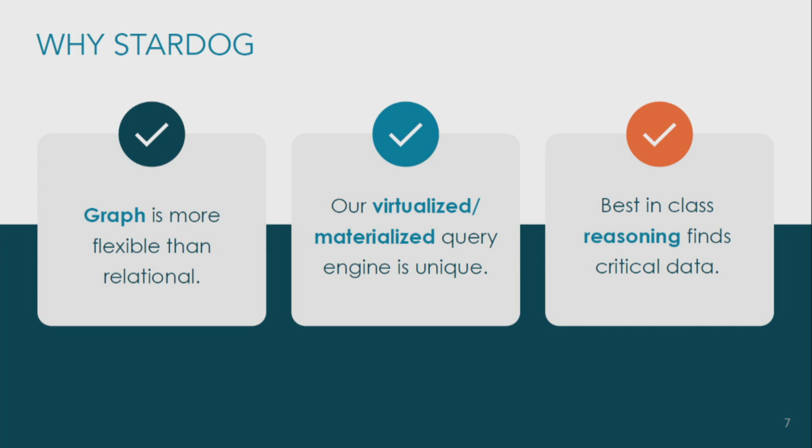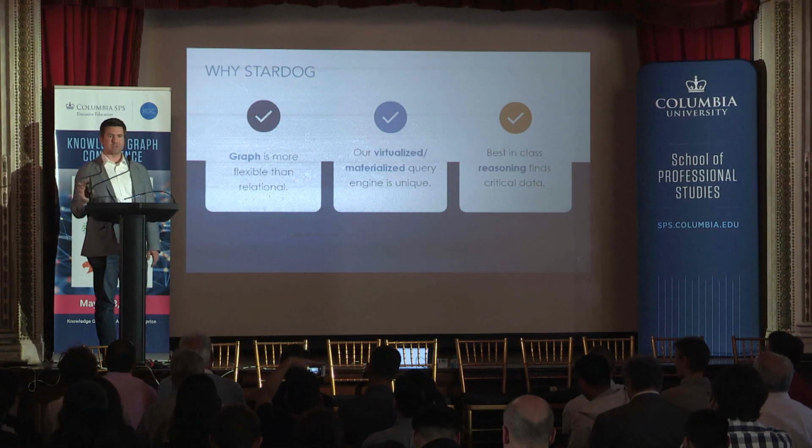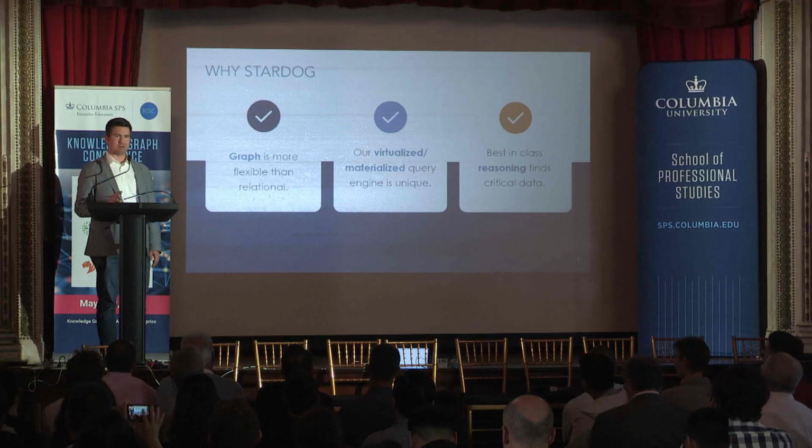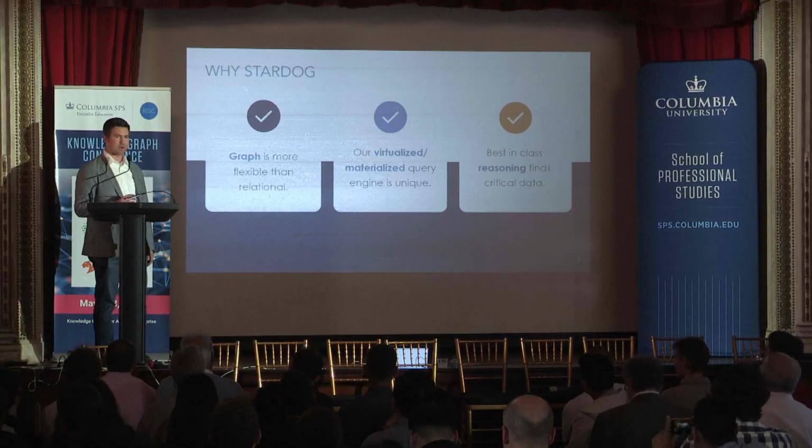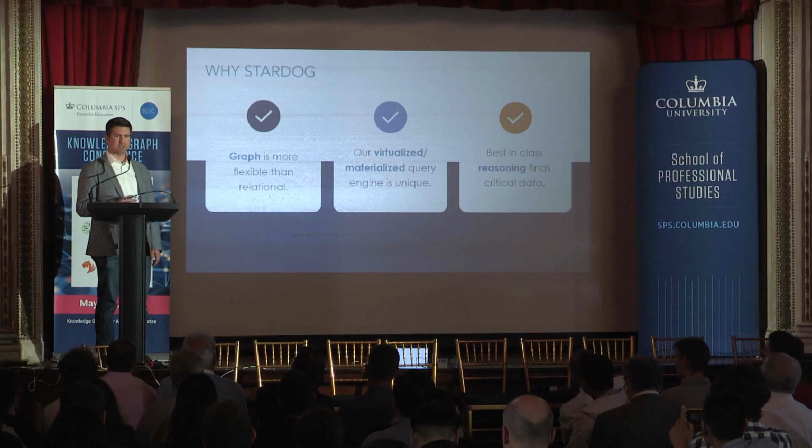So the Stardog Advantage, marketing added this in. I think I have a minute left, so I'll roll with it. Graph, we probably all agree Graph is more flexible. It's the universal data model. It's just going to be the model for the enterprise going forward. Relational is past its peak. It just hasn't realized it yet.